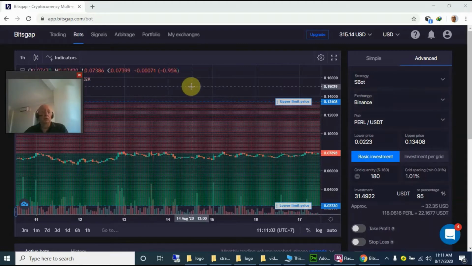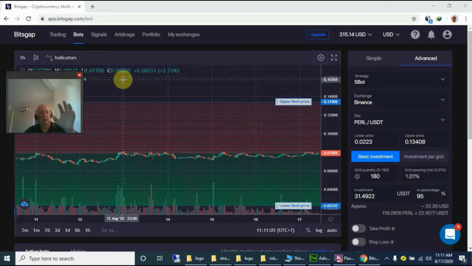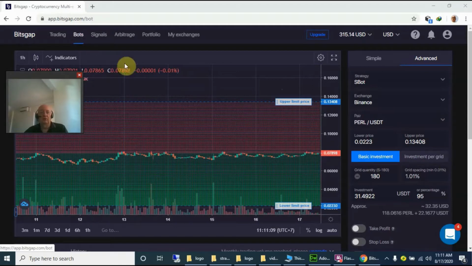When you open up your Bitscap, because I'm using the grid trading bot from Bitscap, you'll see it open up on bots. You've got different strategies for what you're going to use. I have selected the SBot, which is a simple strategy, or apparently the special strategy or whatever for bots. Anyhow, I'm using the SBot.